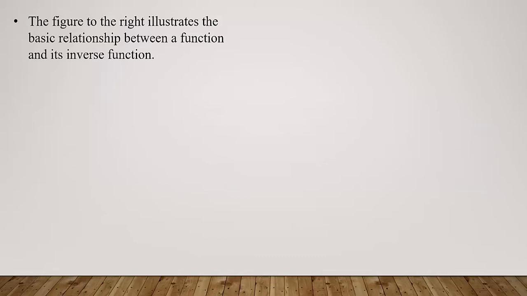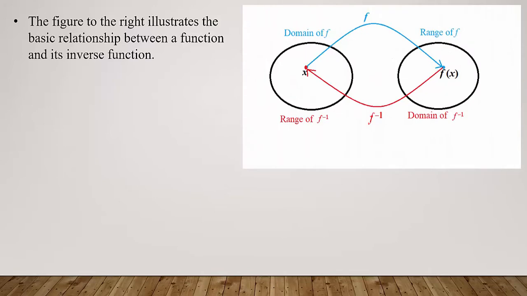So folks, this figure over here to the right illustrates the basic relationship between a function and its inverse function. So, for example, here's x. Function f will take x. See, this is function f, and it drops it off at f of x. This set is the domain of the function. This set is the range of the function.